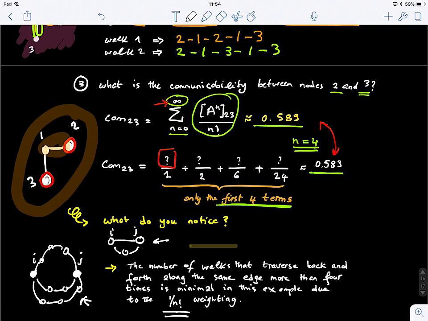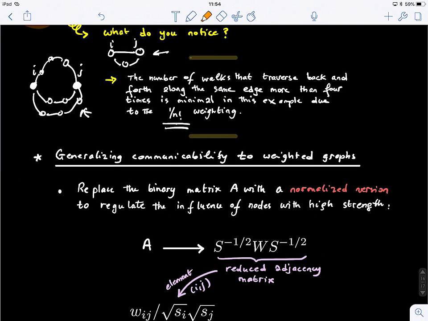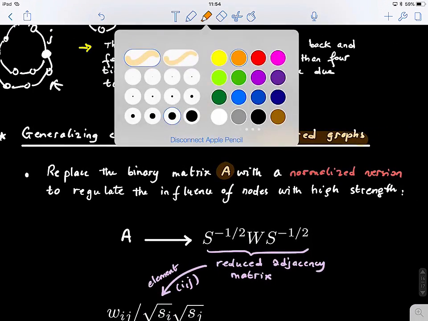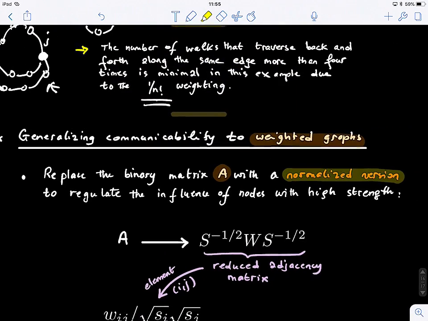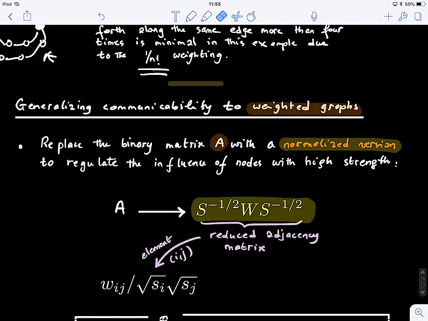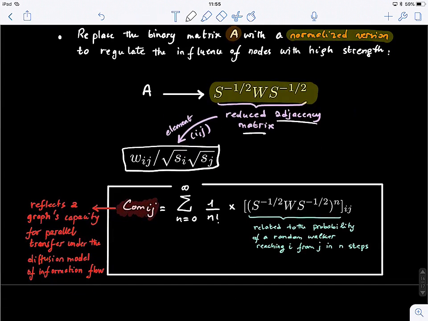So, one last thing. To generalize communicability to weighted graphs, we just replace the adjacency matrix with its normalized version. We have seen this, this is a normalized version. And remember, the normalized Laplacian is identity minus this quantity, okay? And this is what we also call the reduced adjacency matrix. Next, what we need to do is simply plug it in. And this is the communicability we have for weighted graphs. Okay, so it's very simple.